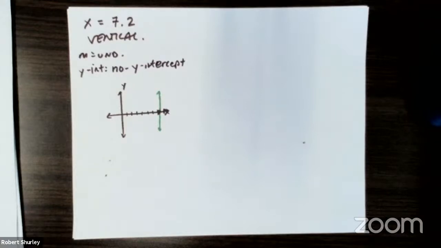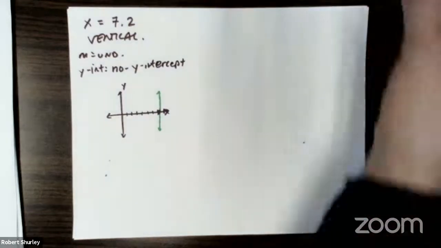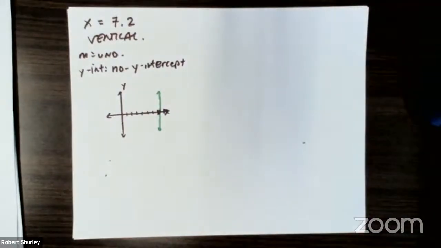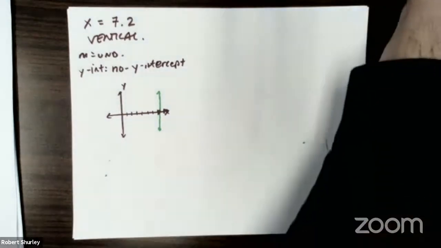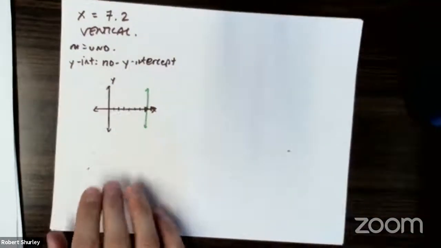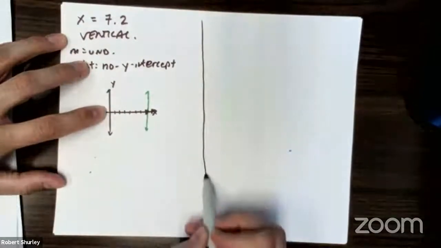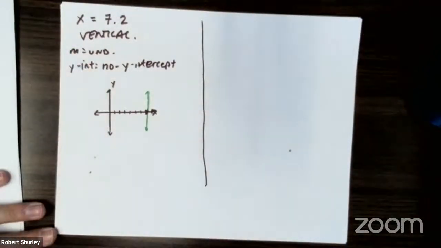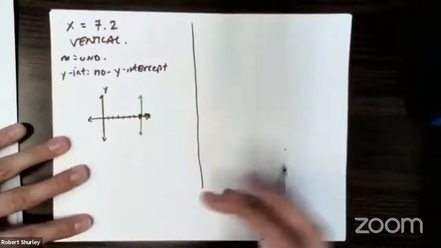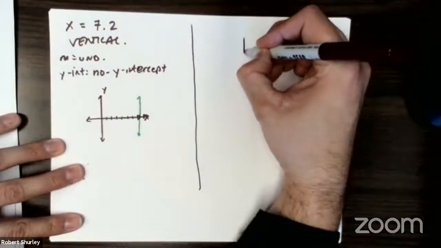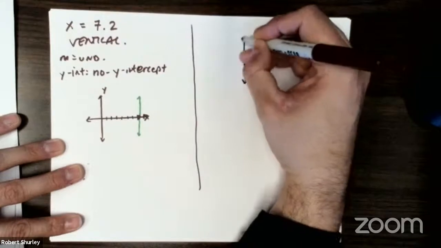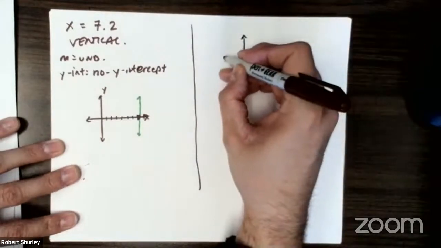Okay. Questions, comments, concerns? Okay, great. Let's go backwards now. I'm going to give you a line, and I'm going to ask you to find y equals mx plus b. So this is kind of a change here. This is a good thinker question.